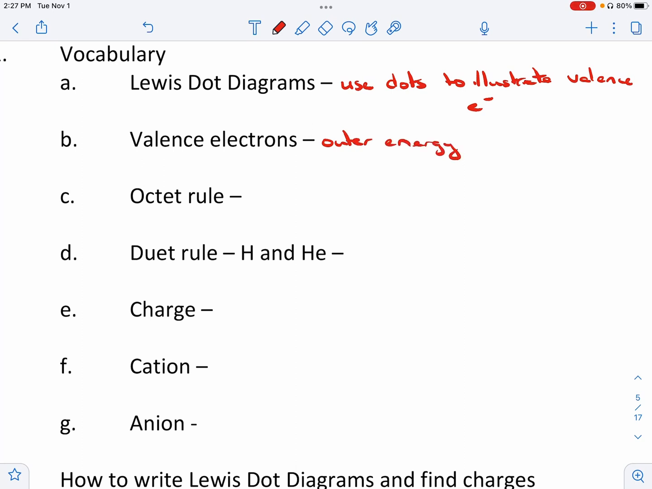Some other rules that we kind of want to get out of the way. First off, our octet rule has 8 valence electrons. The prefix oct is 8, right? And so all elements are trying to get 8 valence electrons because then they have a full outer shell, which is going to make them happy, if you will. All right, there are 2 elements that only have a duet rule, which a duet is between 2 people. So we're talking about getting 2 valence electrons. And those 2 elements are hydrogen and helium.